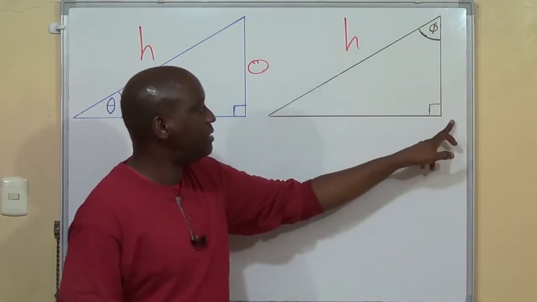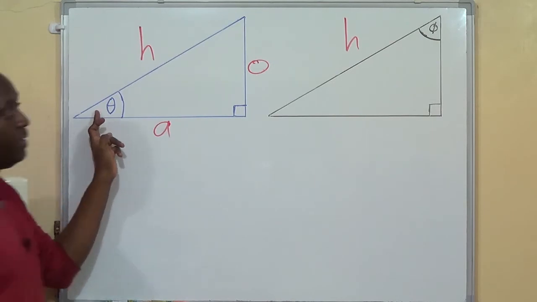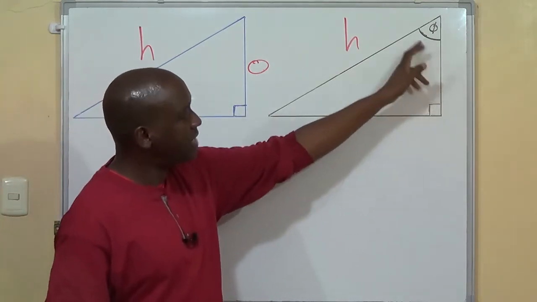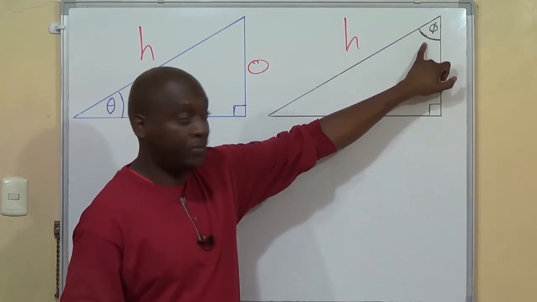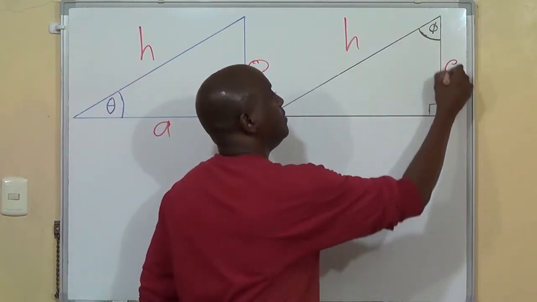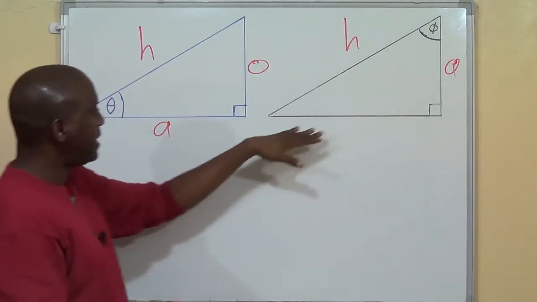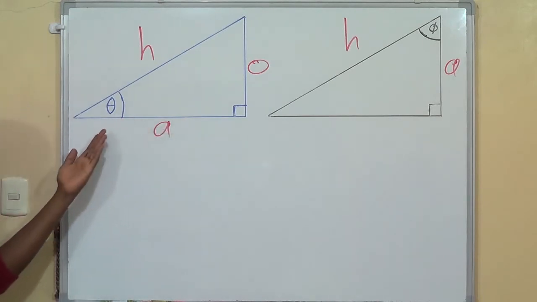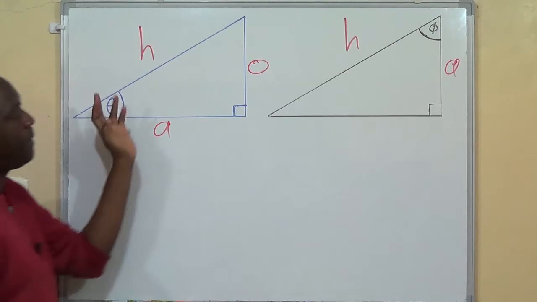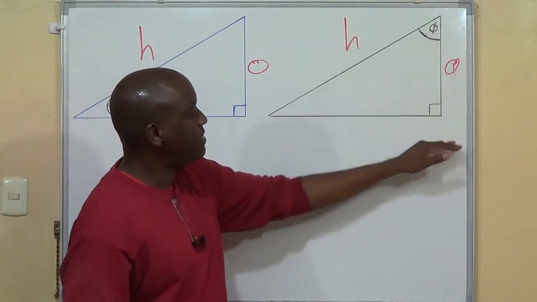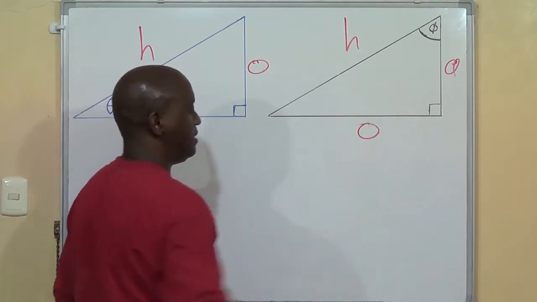So this side, having been the opposite side on this triangle when this was the reference angle, this side will now be the adjacent side, because in this case it will be next to or adjacent to the reference angle on this situation here. By the same token, this side here, having been the adjacent side over here in the blue triangle, where this was the reference angle, across here, because it is now opposite to the reference angle, then this would now be the opposite side.